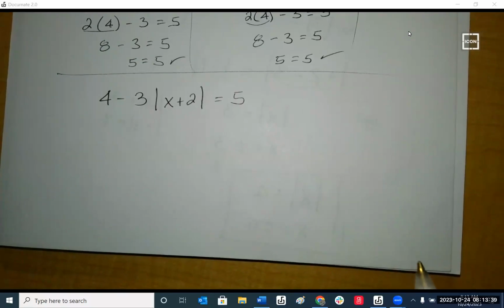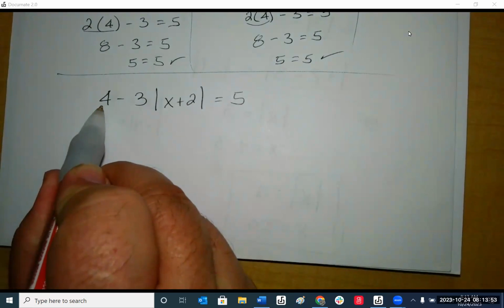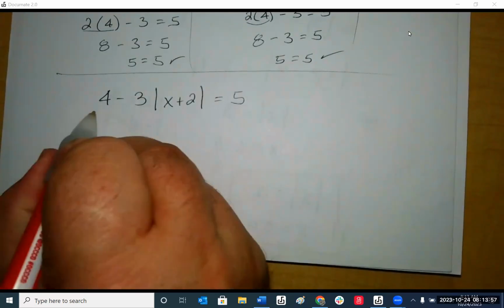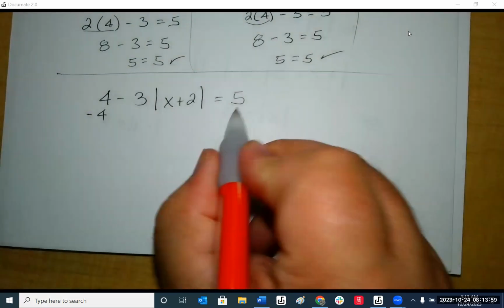What's the first step? Nope. Well, yeah, isolate. But what do we do first? That's a safe answer. Get rid of the 4 first, since it doesn't have anything to do with the absolute value of x. It's added and subtracted to it. So we subtract 4 from both sides.